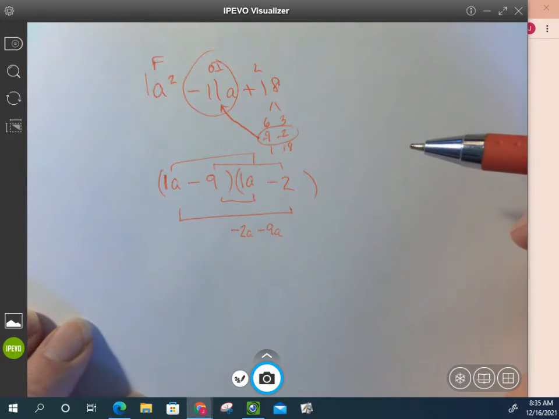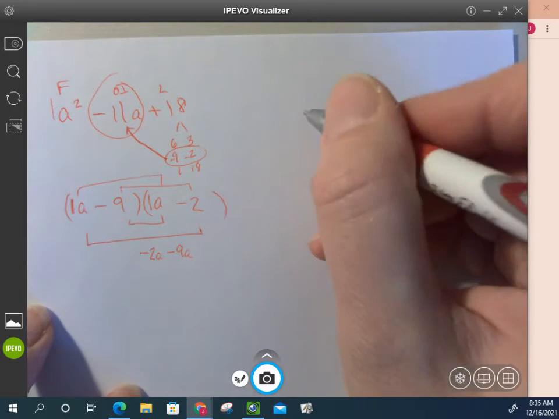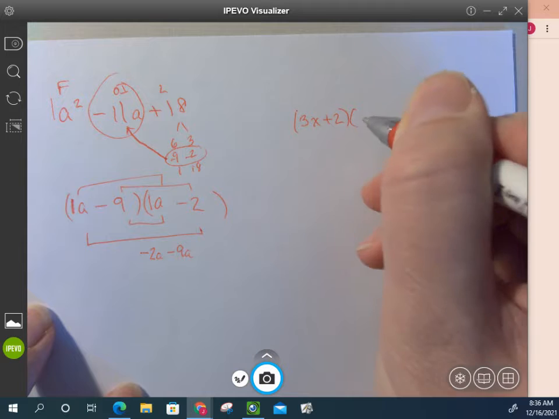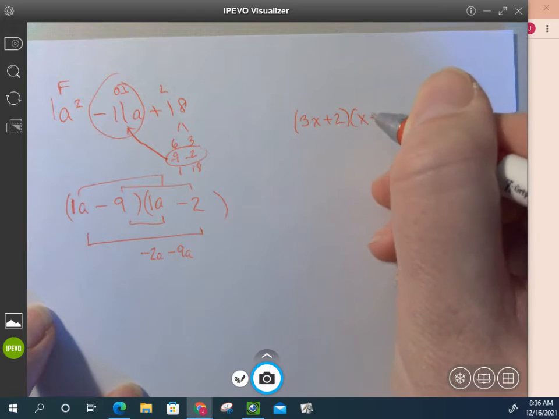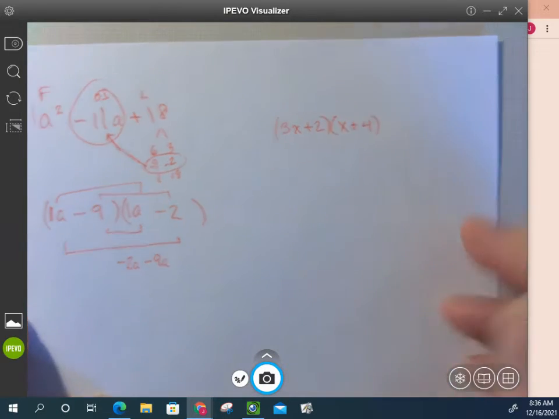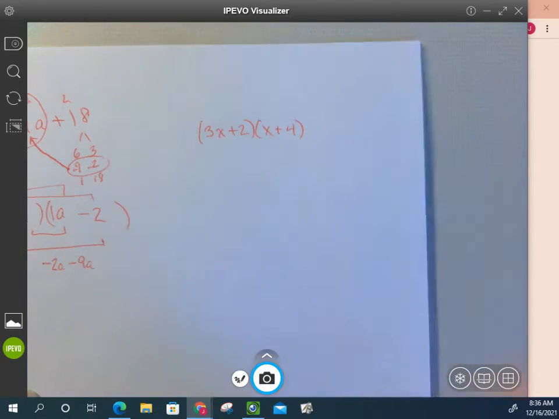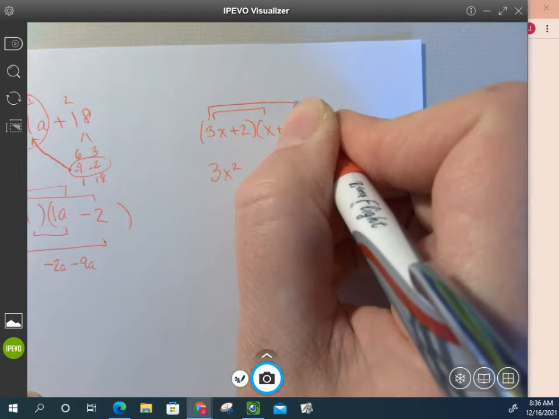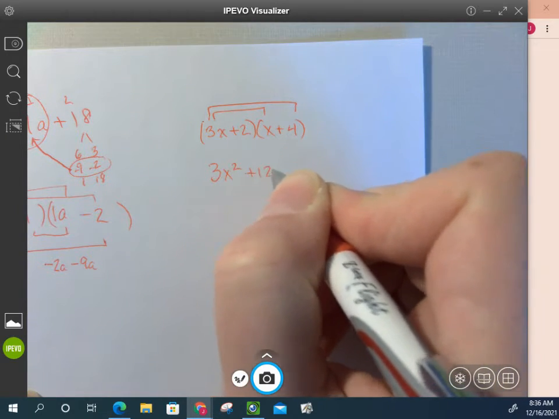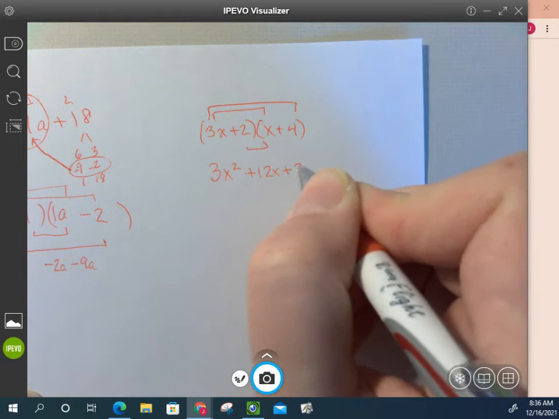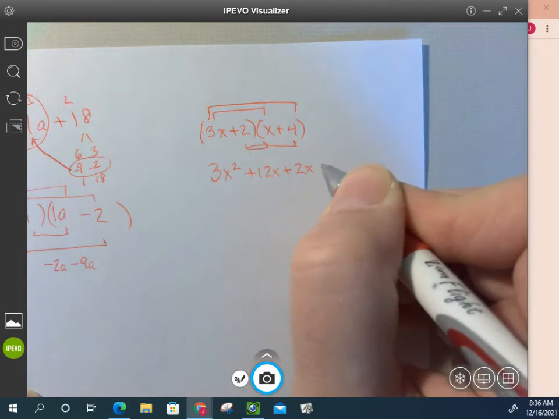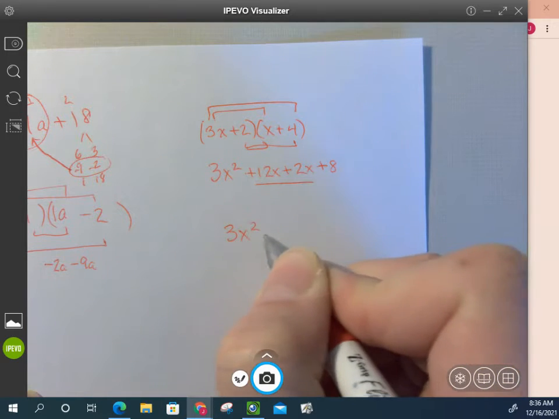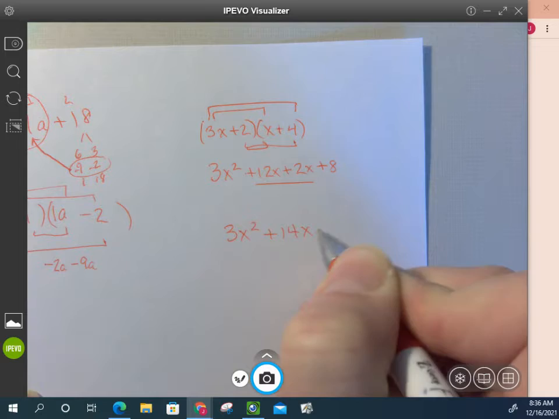Now, if I give you something different, let me give you something like 3x plus 2 times x plus 4. This is already factored, but let's FOIL it. The first gives me 3x squared. The outside gives me a positive 12x. The inside gives me 2x. And the last multiplies to positive 8. So when I add these together, I have 3x squared plus 14x plus 8.